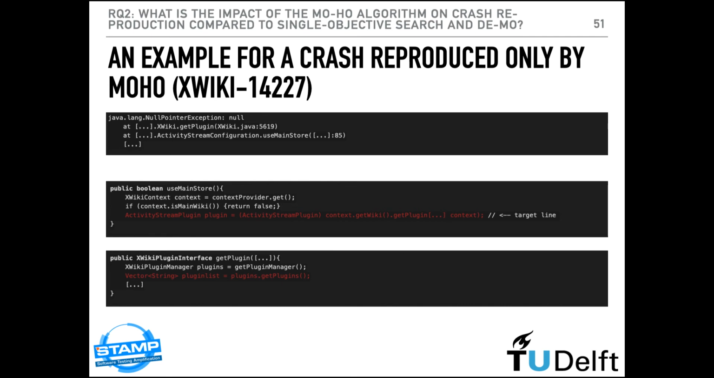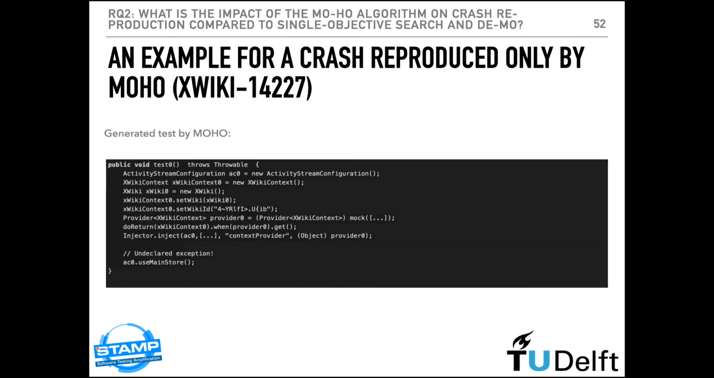Hence, to reproduce this crash, the crash reproducing tests generated by the search process should invoke specific methods such as setWiki and setWikiID to set different local variables in the xWikiContext0 object, and then pass this object to the class under test. Only in this situation can the return value by the context provider throw a null pointer exception in the getPlugin method. MOHO is the only algorithm that can generate such a test case with the specific call sequences. This is because of the exploration ability of this approach.